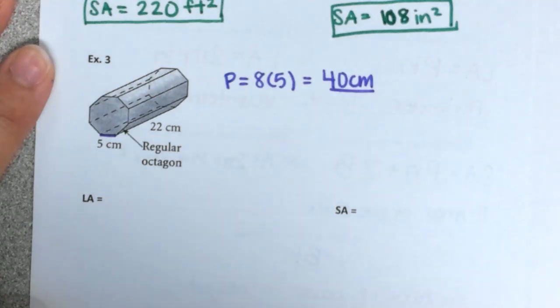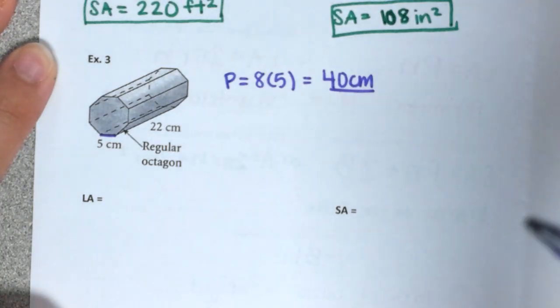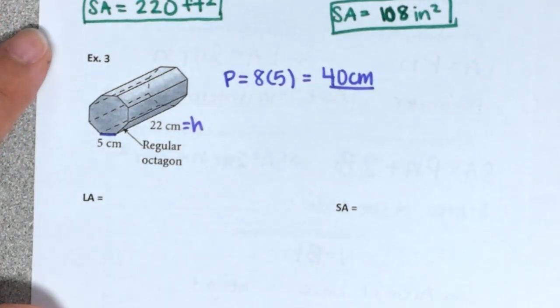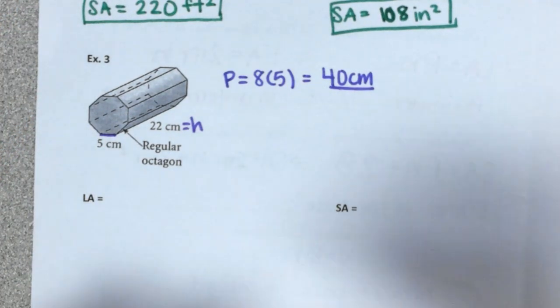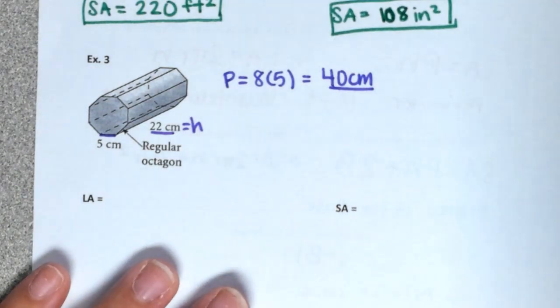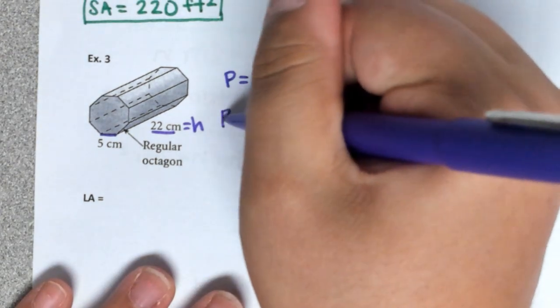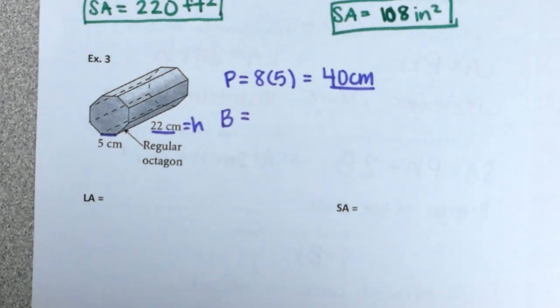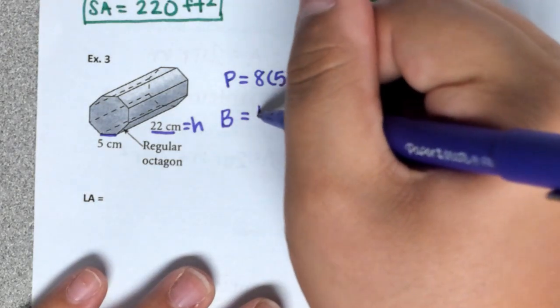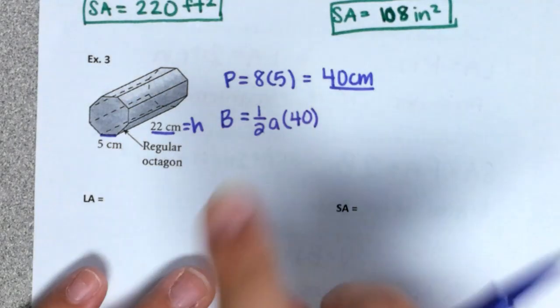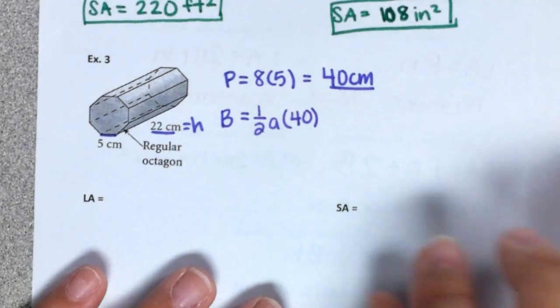What's the height of this prism? The height is 22. We like that. All right, last but not least, what do I need to find out? Big B. This goes back to why I did that warm-up problem. How do I find big B? Don't I have to do 1/2 little a, and then we already know the perimeter is what? 40.